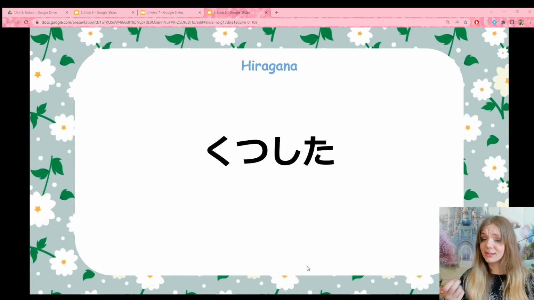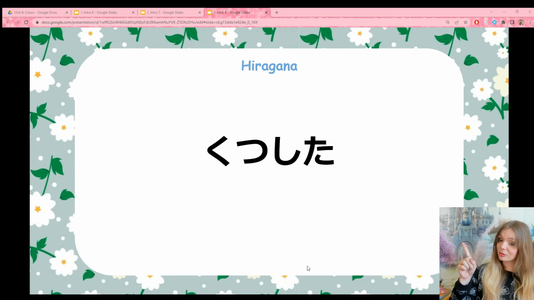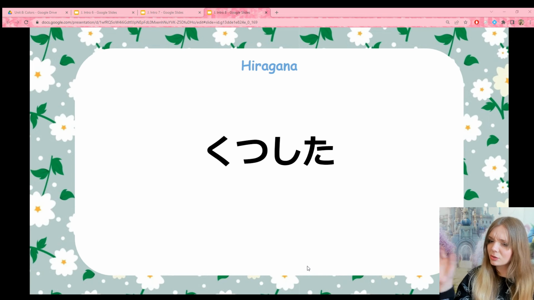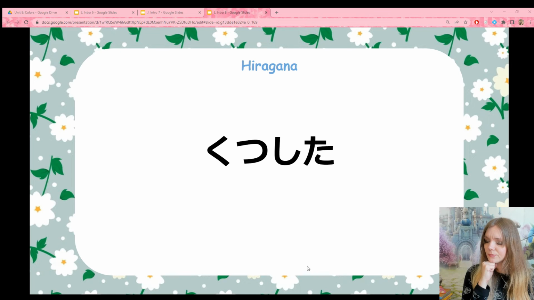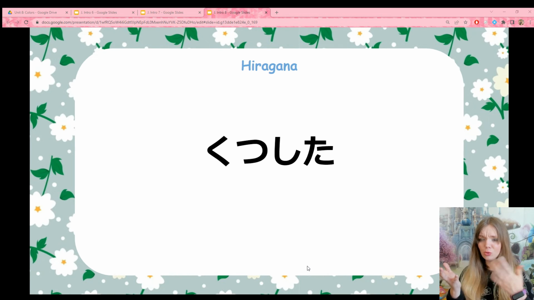Okay, so you have learned a lot of hiragana up to this point. So I want you to pause the video and see if you can read this word. You know all of these characters. You can do it. Kutsushita. Kutsu means shoe. You're actually going to see that in your vocabulary list here in just a second. And then shita means below or down. So kutsushita is below shoe.